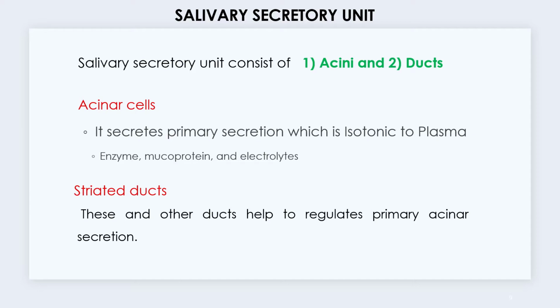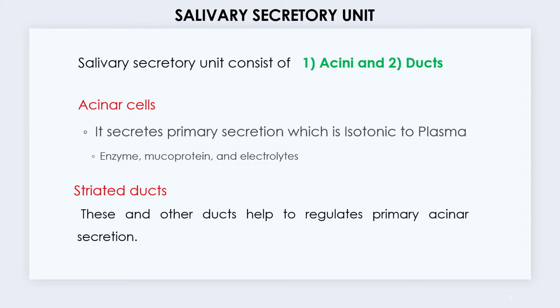secreted from the acinar cells, and these secretions are basically considered as primary secretions because their composition, or their concentration, is quite similar, isotonic to the plasma.